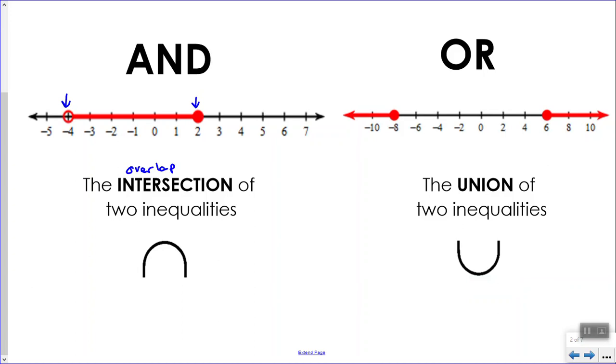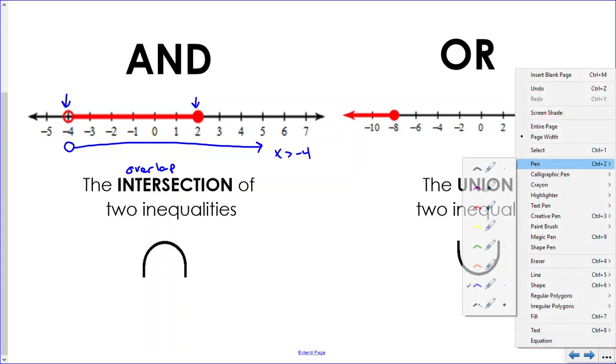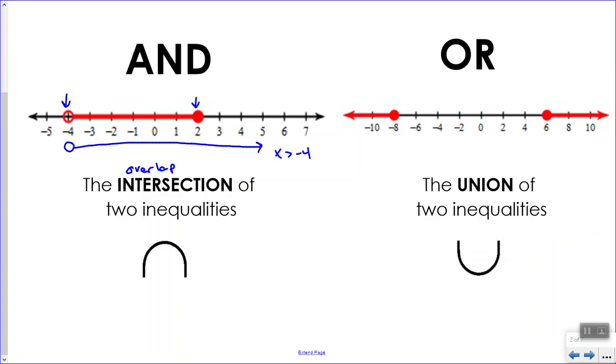So if I look at this first one, I have an open circle on the left on -4, and I have numbers that are greater than -4. So I can assume that this is going to be the inequality x is greater than -4. But we also have another inequality that we're dealing with. We have a closed circle on 2 going to the left. So this is everything that's less than or equal to 2. So if we put those two inequalities together and we look at their overlap, that's going to be the inequality that we have here. The part that's the same for both inequalities.